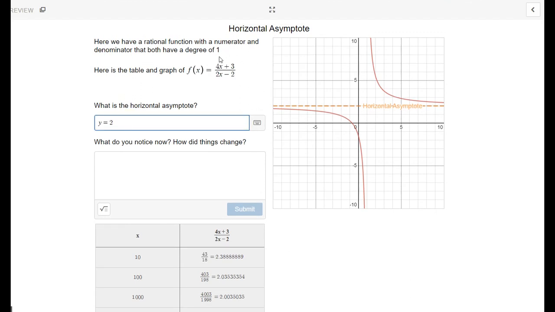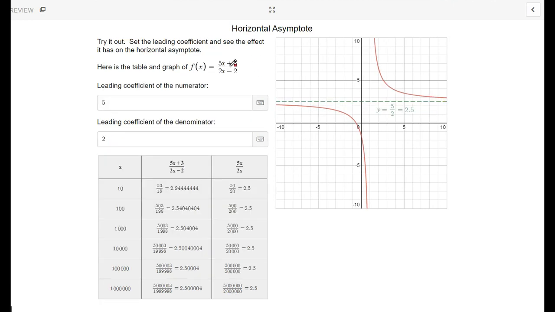Okay, now how can we get that? By looking at the equation. Well, if we ignore the stuff that's not going to matter when x gets really, really big and look at just the leading terms, we get 4x over 2x, which is essentially 2. And so this horizontal asymptote of y equals 2 makes sense. When x gets really big, this fraction is going to get closer and closer to the ratio of 4x over 2x, which is just equal to 2 when you simplify it.